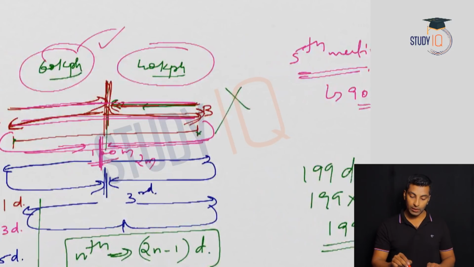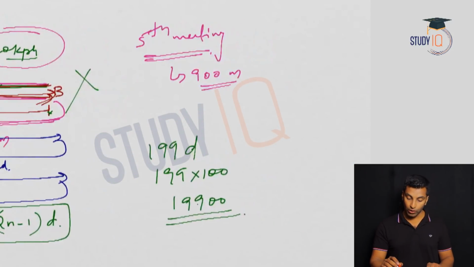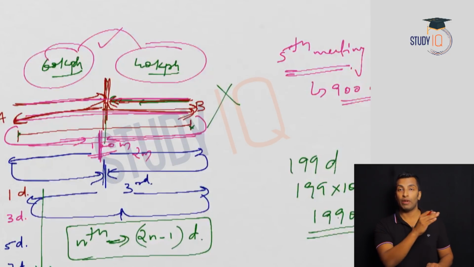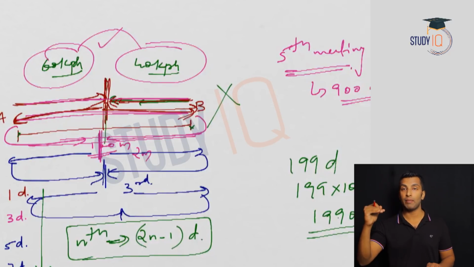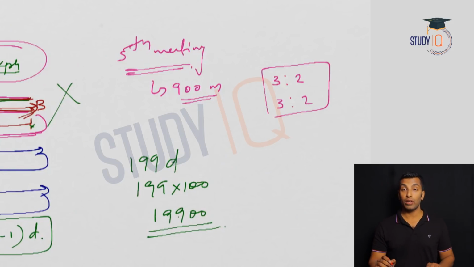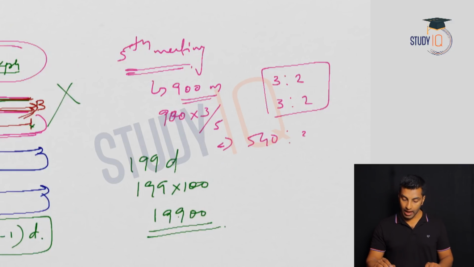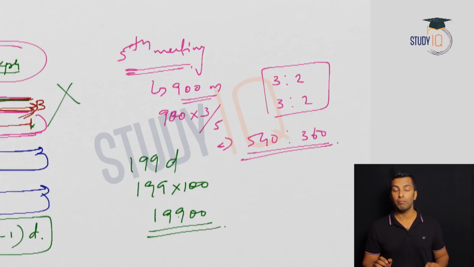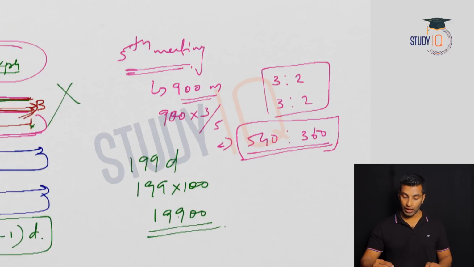And we know the ratio is 3:2. So the distance will also be covered in the ratio 3:2, because the speed ratio is 3:2. When time is constant, the distance ratio will be the same as the speed ratio. Distance and speed both will be in the same ratio. So if you need to see how much distance A covered, just divide 900 in the ratio 3:2, and what you'll get is 540 as the distance covered by A, and 360 as the distance covered by B. So that's how you can solve questions, finding the distance covered by A and by B.